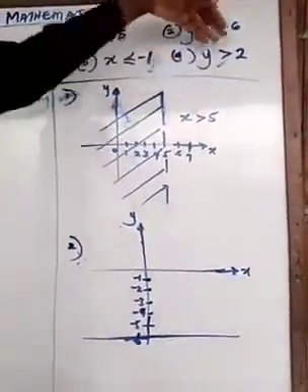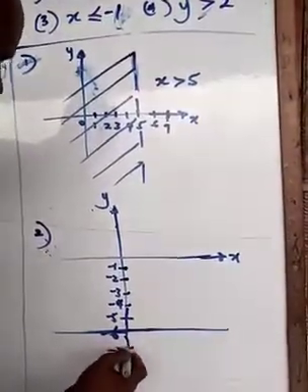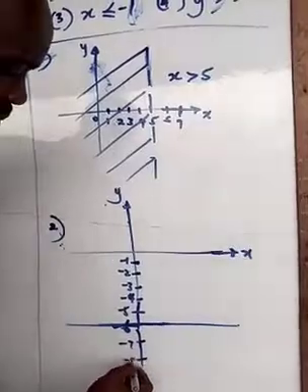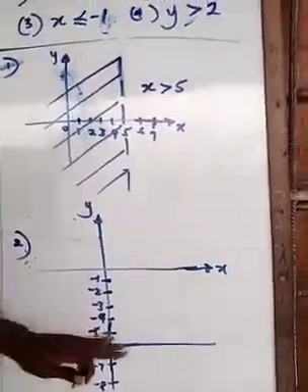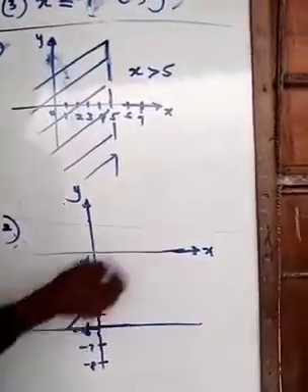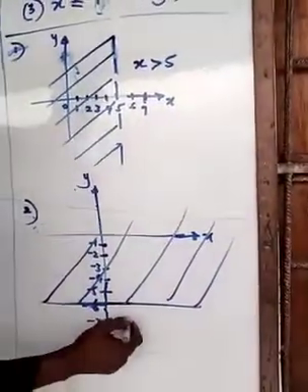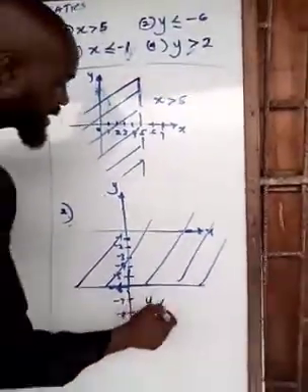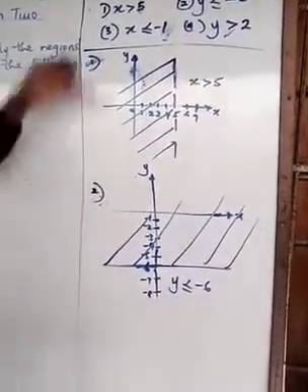But the answer is less than or equals to minus 6. So that means y can be minus 7, it can be minus 8, it can be minus 9, but it can never be all these values on top. So you shade those parts. So that means the solution is somewhere here. That's y less than or equals to minus 6. Okay, let's do this number 3.